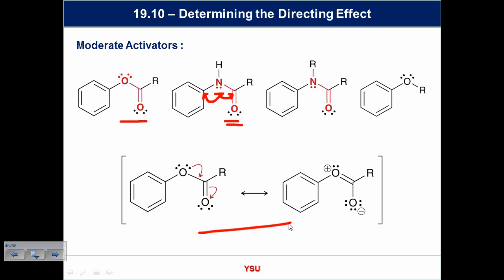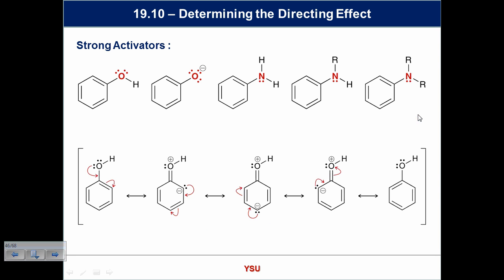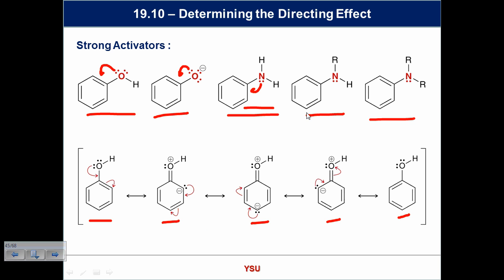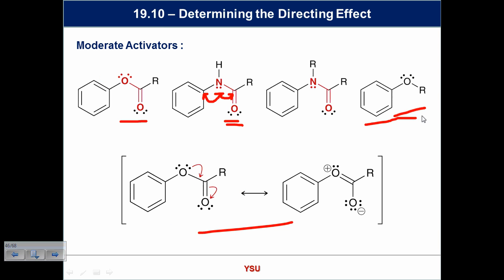That's one thing. Now, why might you think this is a moderate activator whereas its nitrogen analog was a fairly strong activator? Any ideas? The N is a fairly strong activator. The O analog, which is the ether, is a moderate activator. Any arguments?